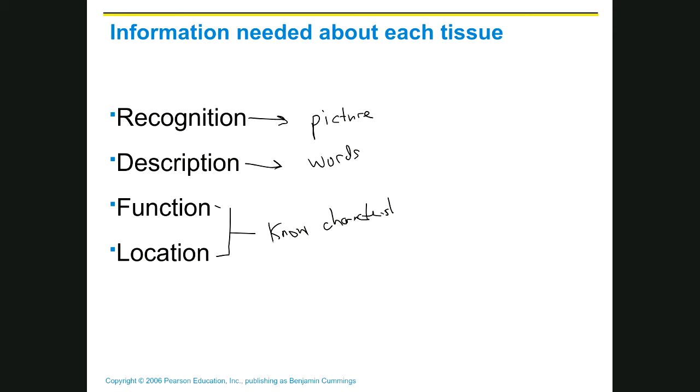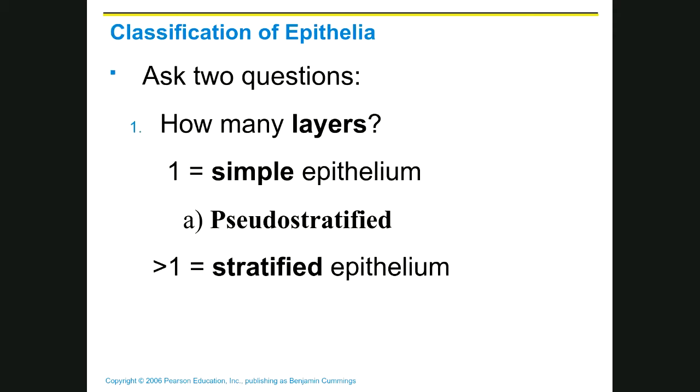And so we're going to do that with every tissue. But again, we're going to start with epithelial tissue. So let's look at epithelia. Well, we want to classify them or name them. Well, epithelia are named pretty easily. There are two criteria that we're going to use to name an epithelial tissue. And the first one is we're going to look at it and ask how many layers of cells there are. How many layers?